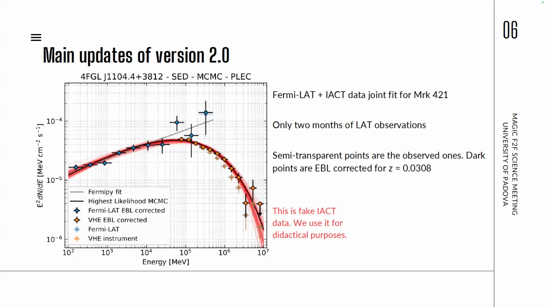And here we have as comparison the fit from Fermipy. You can see here that these semi-transparent points are the original, the observed data points. And the dark points are the points corrected by EBL. Okay, all of this information is saved and you can access it by yourself. This is a standard plot done by easyfermi, but all the data is saved in case you want to do your own plots.